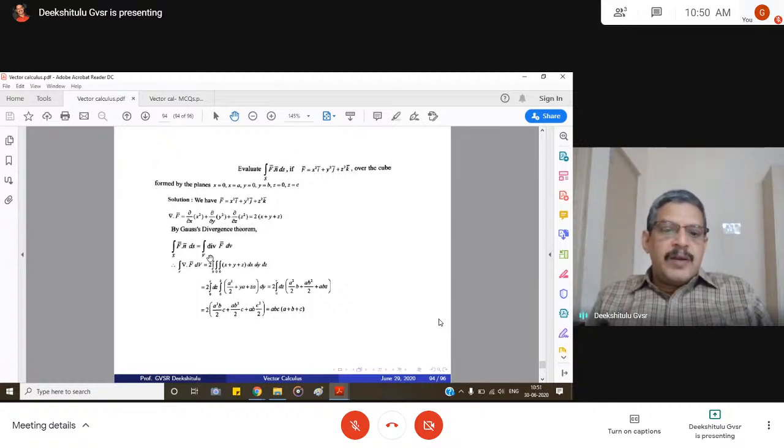So the surface integral by the Gauss divergence theorem becomes the integral of div f dV, that means 2 into x plus y plus z dx dy dz. For the given cube, all the sides are given by planes, so the limits are x from 0 to a, y from 0 to b, z from 0 to c. If you use these limits and evaluate, the answer becomes a plus b plus c into abc, and that is the surface integral.